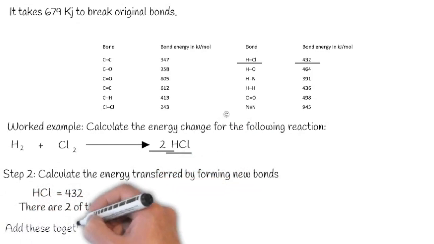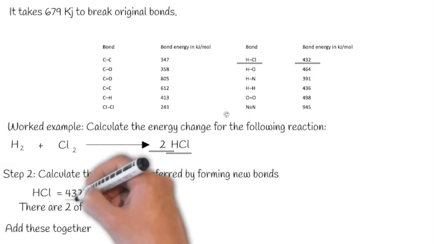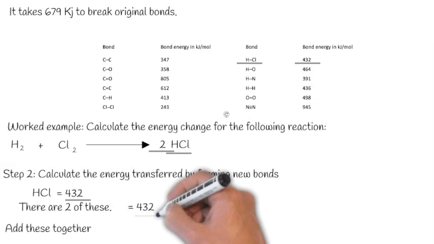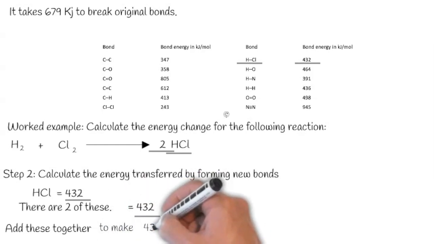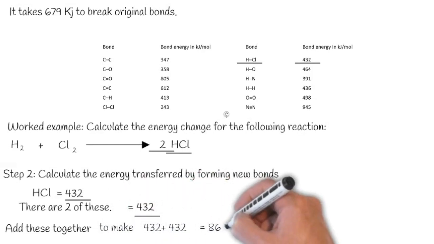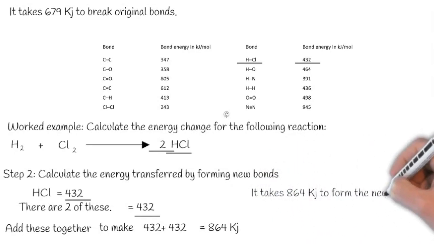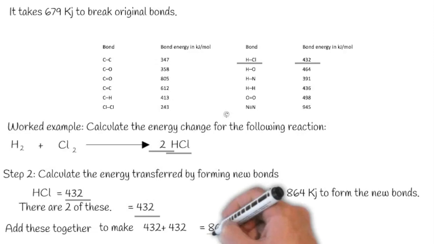Therefore, we need to do another one. We can then add these together. So 432 plus 432 equals 864. So it takes 864 kilojoules to form the new bonds.